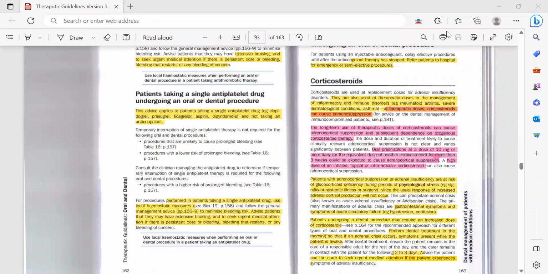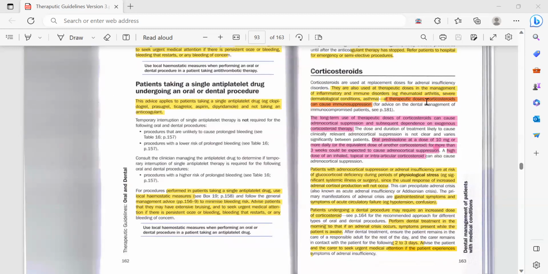So we will start with this topic today, which is the corticosteroid, and we will discuss here what management modifications you may need to do when you are doing any treatment in patients who are taking corticosteroid. These are the drugs that patients might be taking as replacement doses for adrenal insufficiency disorders. They are used at therapeutic doses in the management of inflammatory and immune disorders such as arthritis, any skin related condition or even asthma.